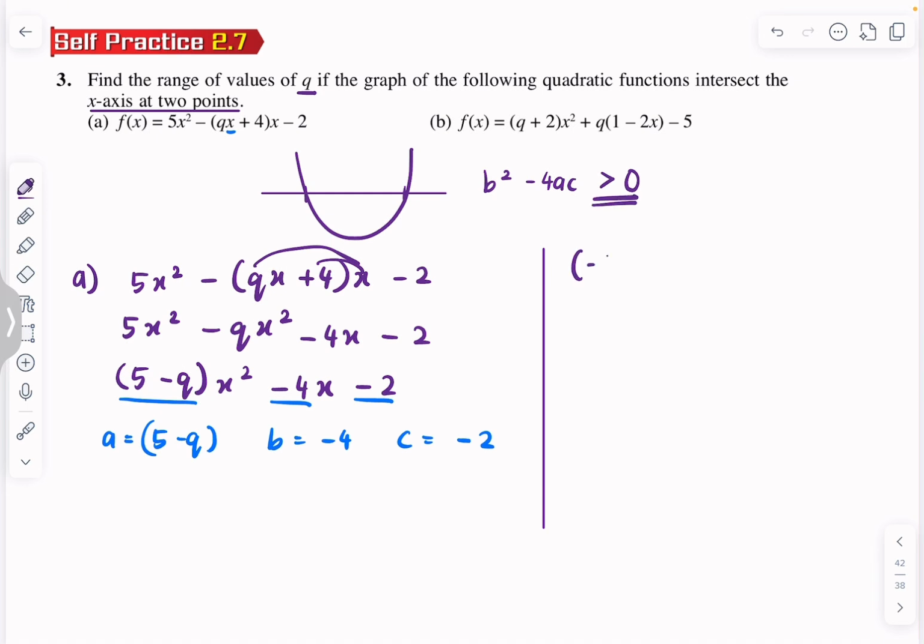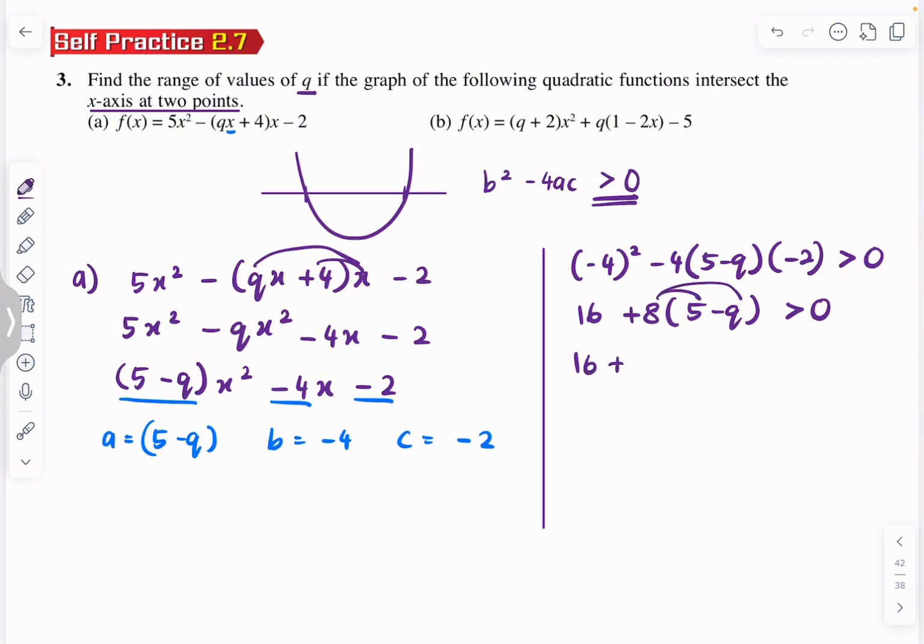So b squared minus 4ac more than 0. So negative 4 squared is 16. Okay, this one, to make our life easier, we times this with this first. So negative 4 times negative 2 is plus 8. Then we put 5 minus q. Now easier to expand. So 16 plus 40 minus 8q more than 0. So we want to make the q the subject. We bring this over there.